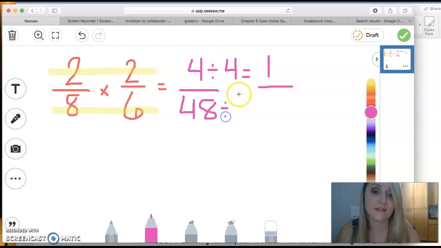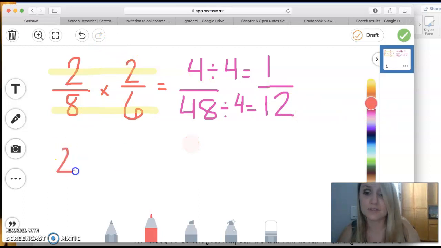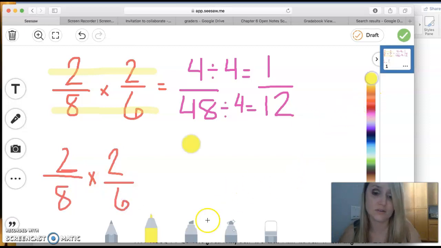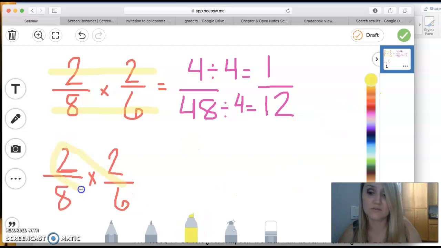Okay. To be completely honest, I never do it this way unless you don't have a number that's in common. But here, if we were to do it this way, we'd have 2/8 times 2/6. If we did our little trick where we reduced first, okay, remember it has to be across from one another.